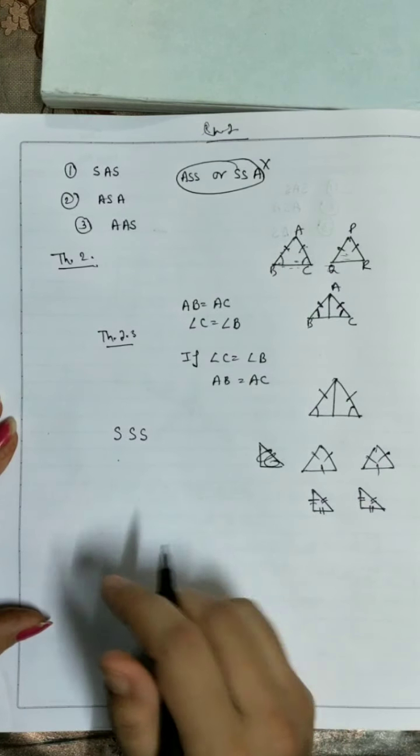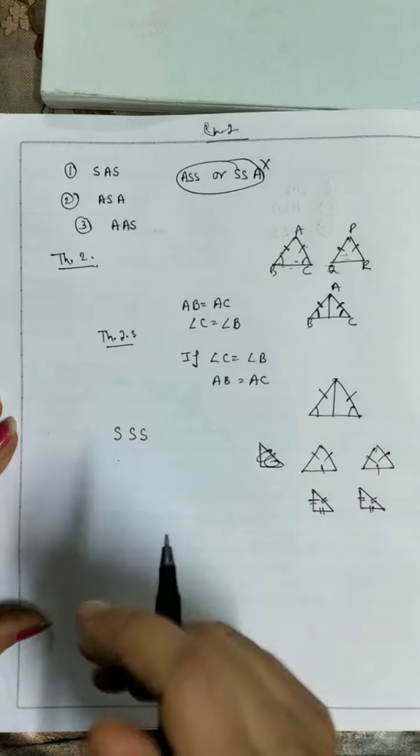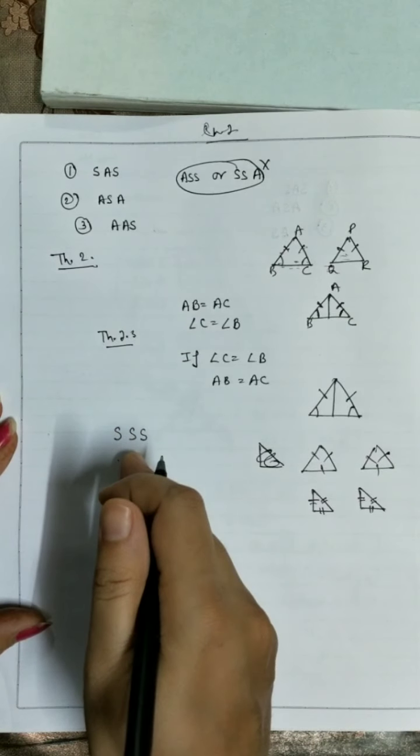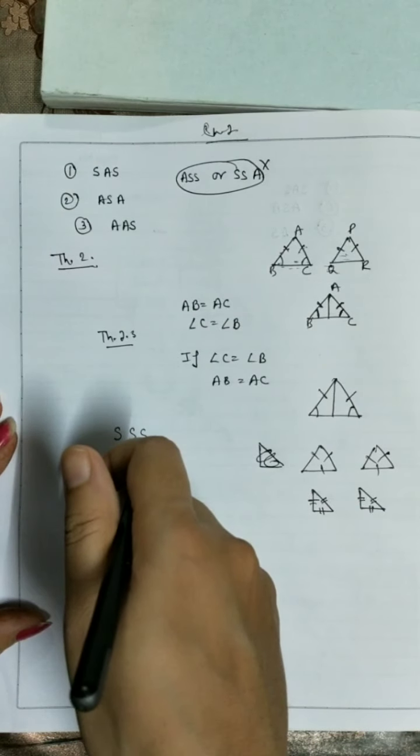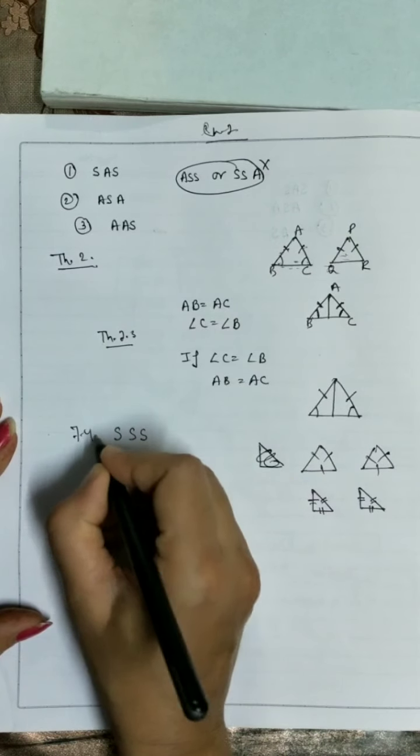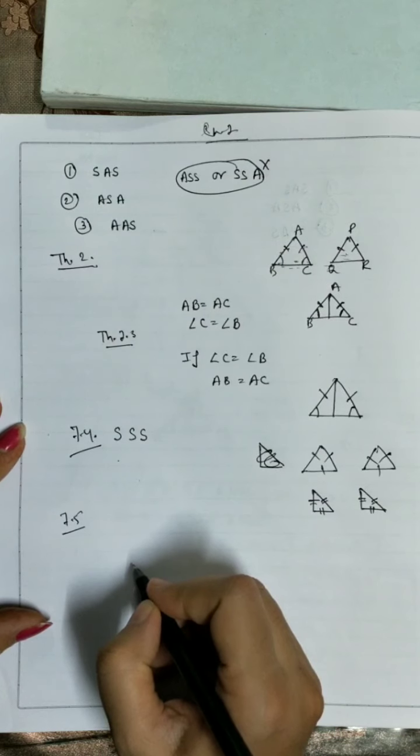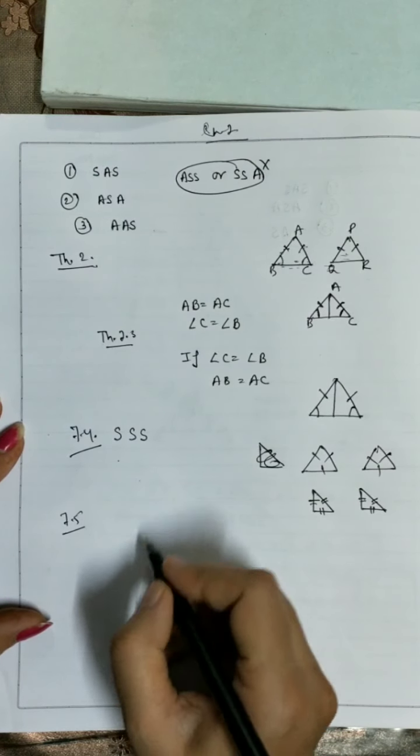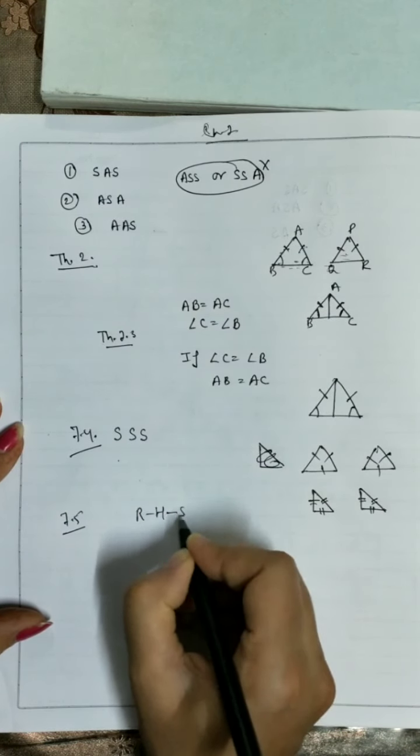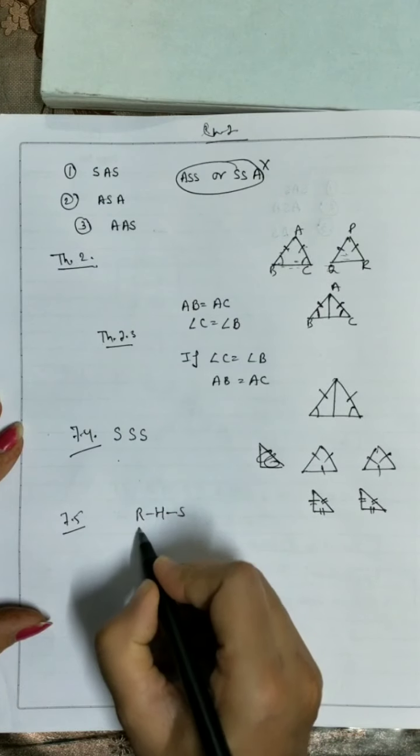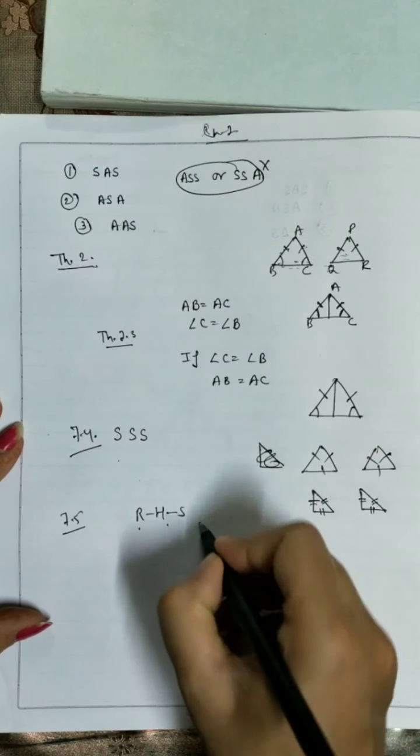The fourth rule is done. You can give it the theorem name also: this is your theorem 7.4. Then theorem 7.5, the RHS congruence rule. RHS: right angle, hypotenuse, side.